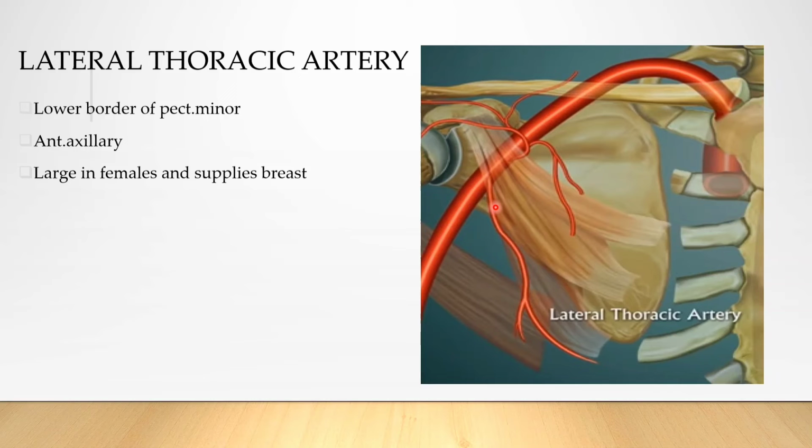And in females, this artery is large and gives off lateral mammillary branches to the breast. Both of these second part branches, acromiothoracic and lateral thoracic, supply the breast. But in females, the lateral thoracic is large and also supplies the breast. And this acromiothoracic supplies it in both males and females.